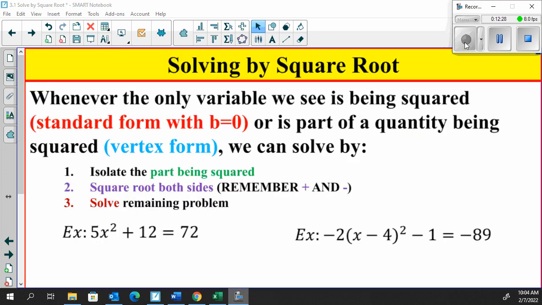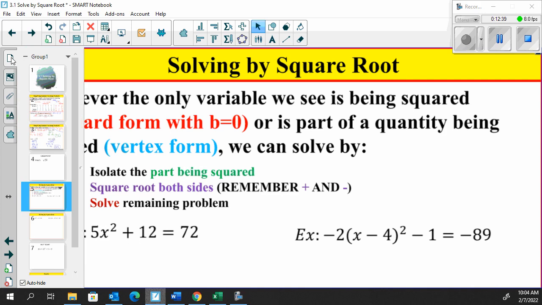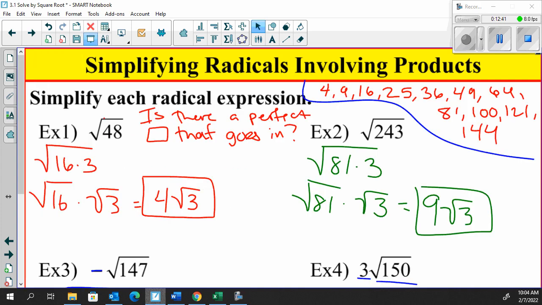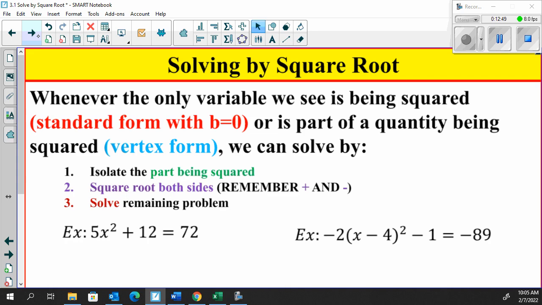The whole goal of this lesson was to learn how to solve a quadratic, find its x-intercepts, using square roots. So we're actually going to do that now. We had to learn how to simplify some square roots, and that's what we were talking about at the beginning, because this is going to come up a lot. But now we can actually talk about solving these things.